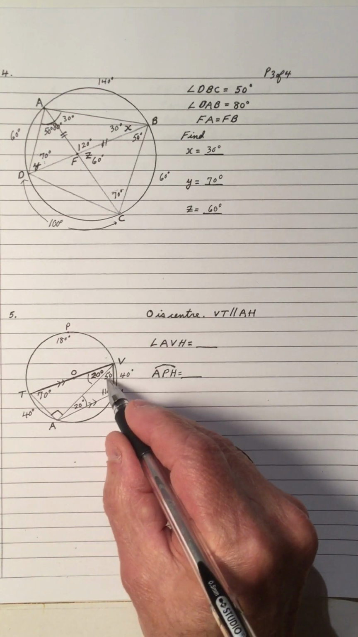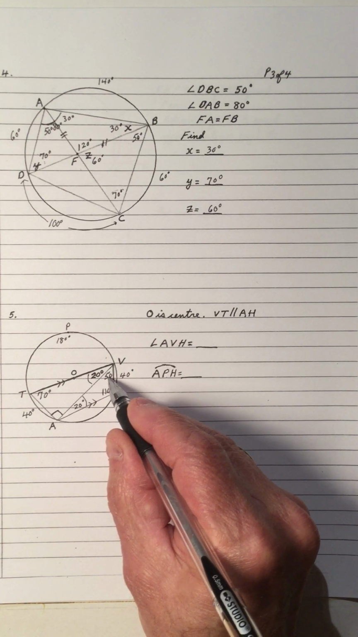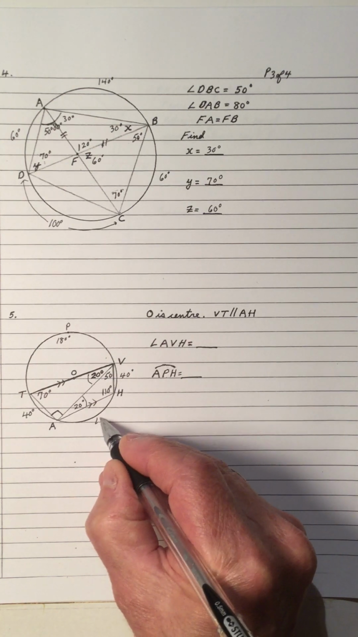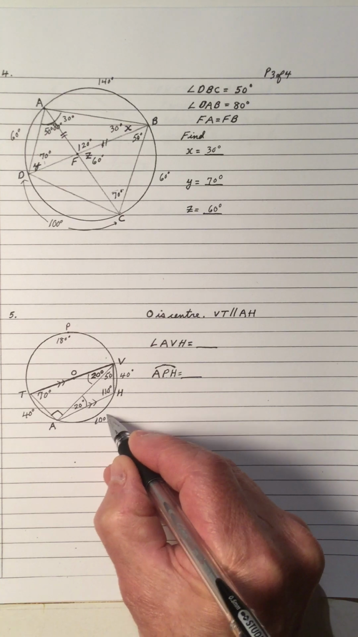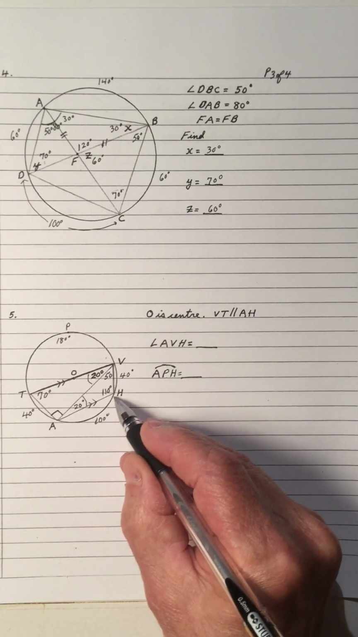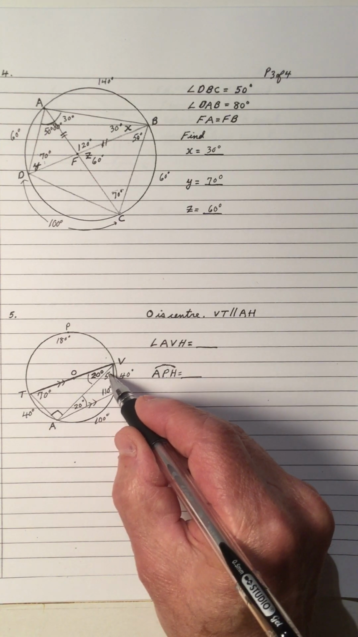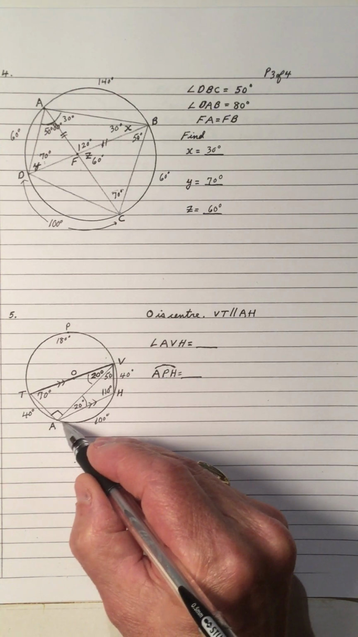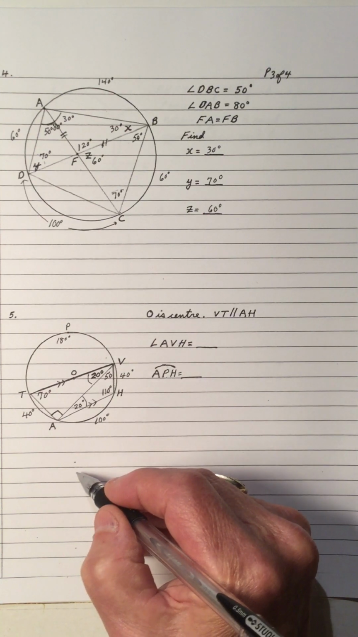Because the arc is twice the inscribed angle. And that means that if this is 50, this arc here is 100. Again, the inscribed angle is half the arc, so this arc is 100, because this is 50, this is 100.